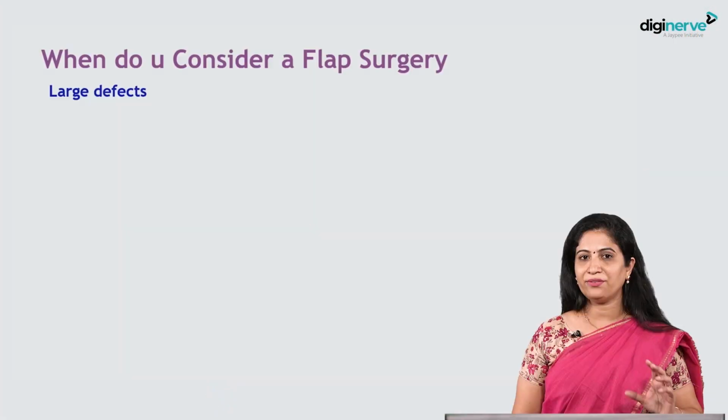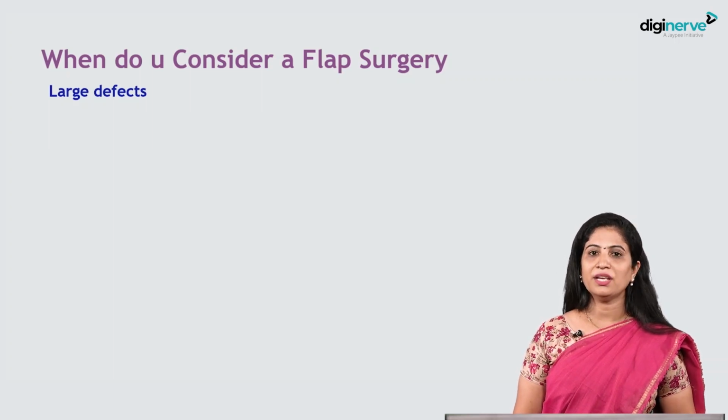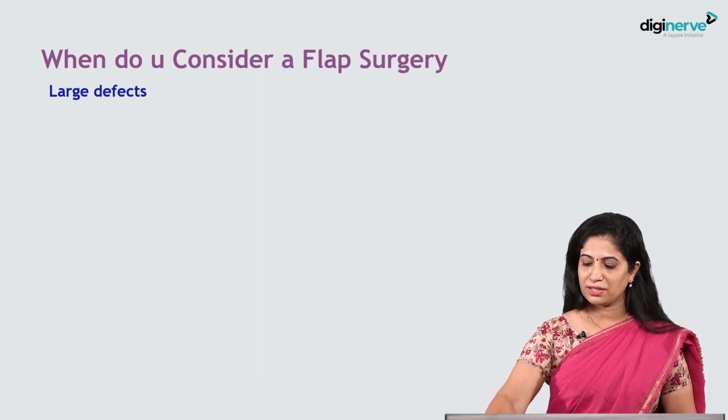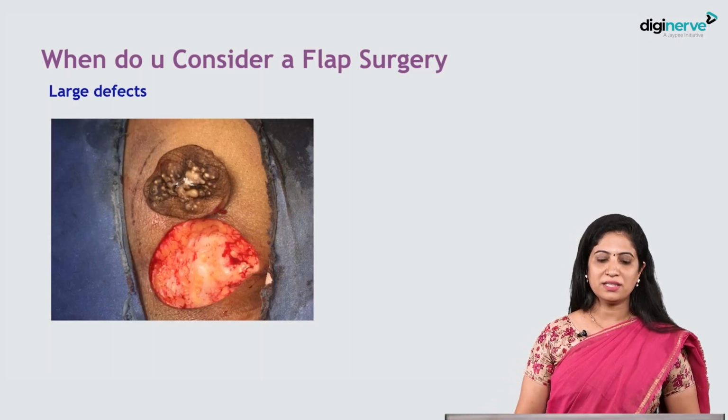Consider flap surgeries. If defects are small, either we can go for punch excision or elliptical excision. If the defects are large, then we have to consider the flap surgeries. Here you can see the defect is so large that it's very difficult to close by simple excision.